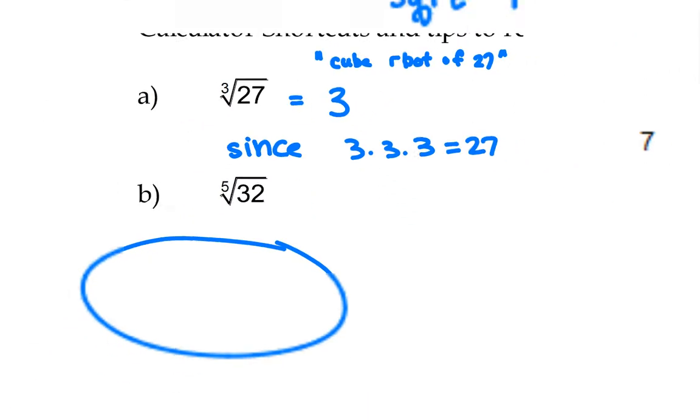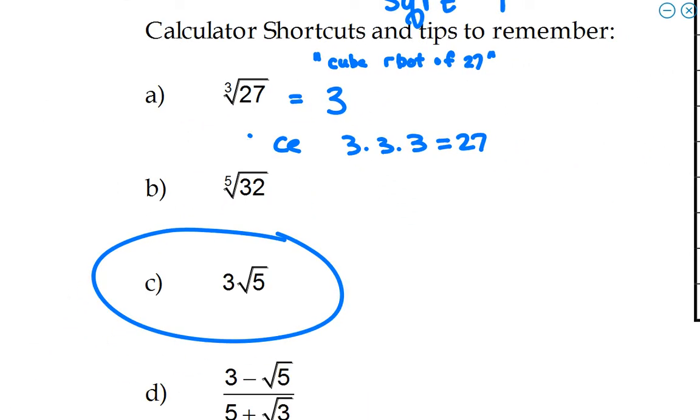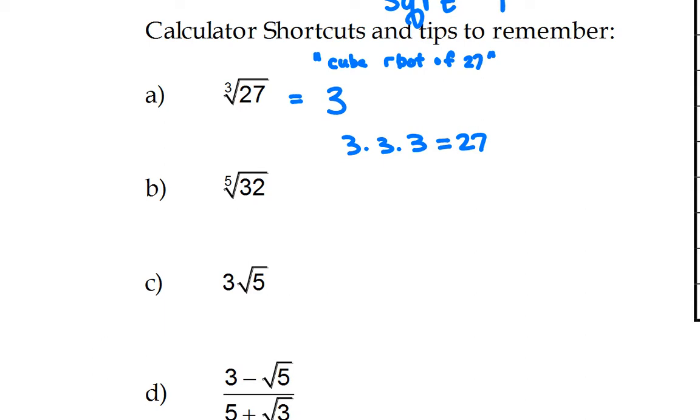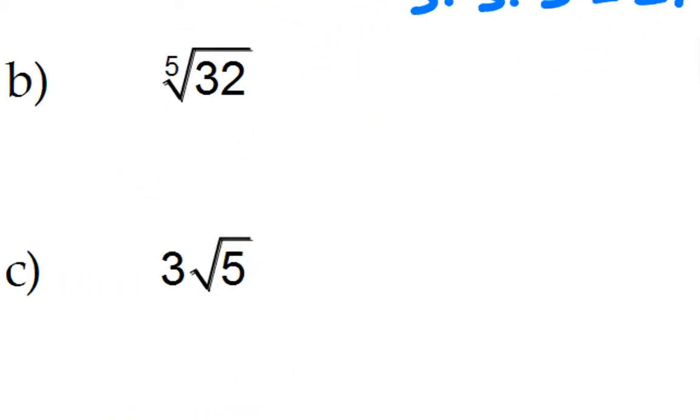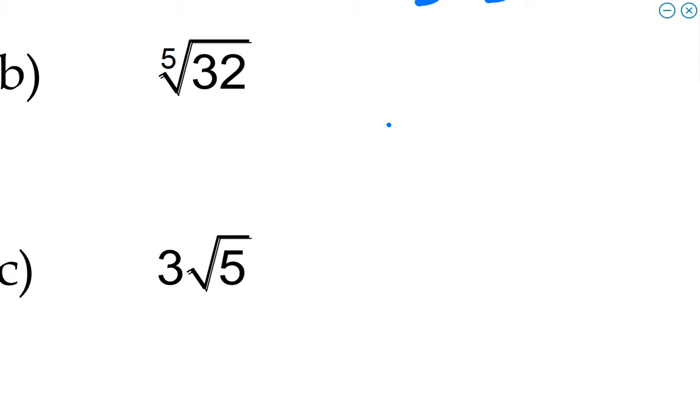Okay, how about the next one? How about the next one? What's that one? If the last one was the cube root of 27, this one is the... What kind of root? Not a cube root, it's not a 3, it's a 5. So you'd say 5th root. So what's the 5th root of 32?